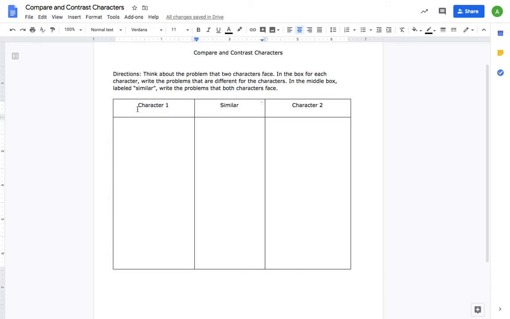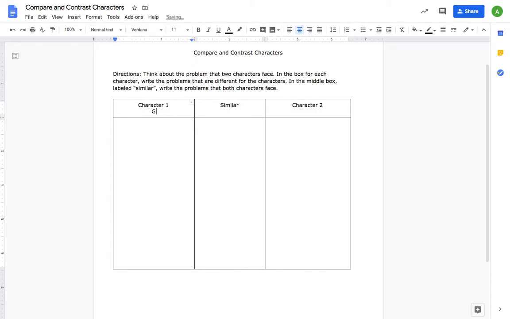It's exactly the same idea though, so we would write about the problems from one character here, write about the problems from a second character here, and the problems they have in common go in the middle. Remember, when we compare and contrast, we're writing things that are similar and writing things that are different. So I'm going to model that now.